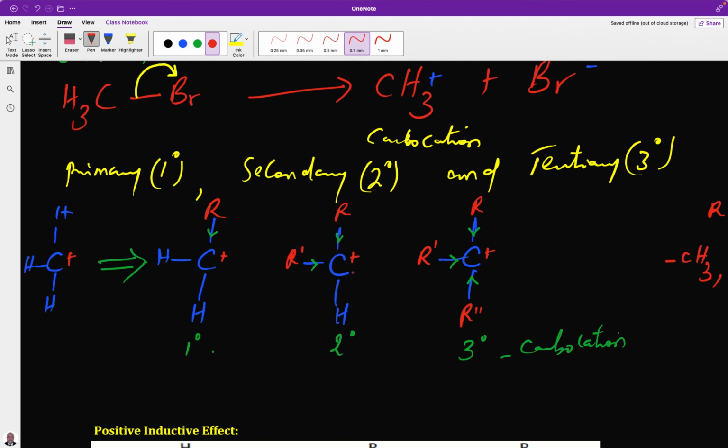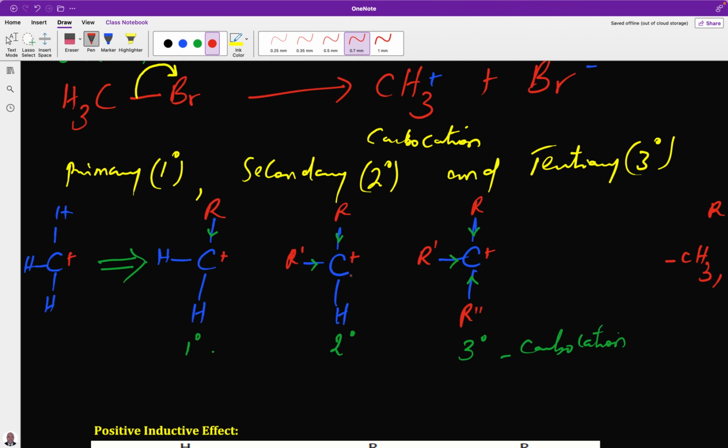To neutralize it. So these alkyl groups tend to do what? They tend to push electrons from themselves towards what? Towards the positively charged carbon, towards the high density of positive charge. The alkyl group is pushing electrons from itself towards this positively charged carbon. This other one is also pushing electrons towards the positively charged carbon, and this other one is pushing electrons towards the positively charged carbon. What happens?